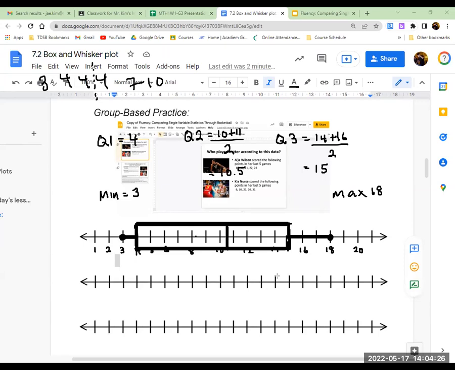But if you look at all the other data, half of your data comes from here to there. Remember, I had 12 numbers. Out of the 12 numbers, 6 of them come from here. Out of the 12 numbers, 3 fall in here and 3 fall in here. Think about it. Every single piece of this whisker plot is 25% of the data.